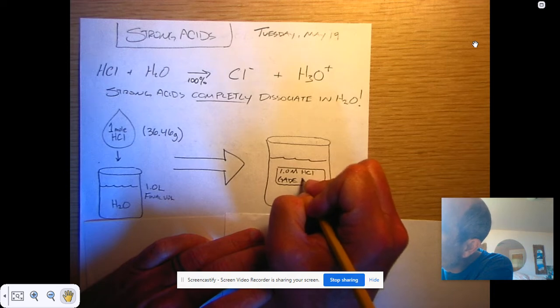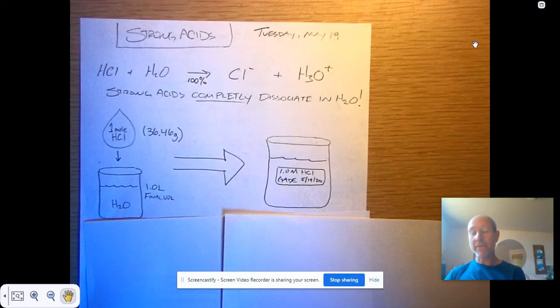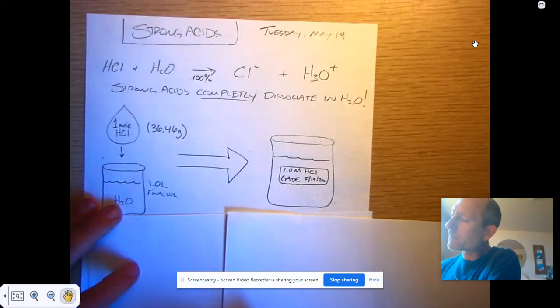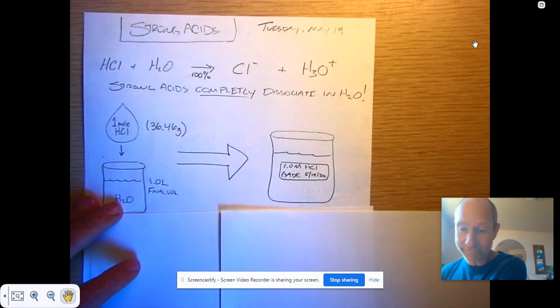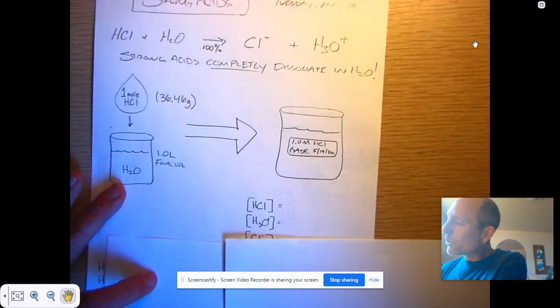and I'd put the date that I made it. So I'd put 5/19/20, like that. And then I could transfer the tape to the bottle, and then let it sit on the shelf. And then there it would be for people to use.